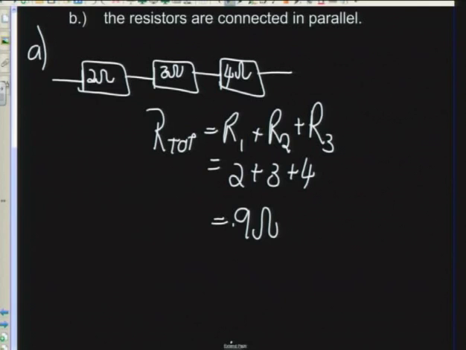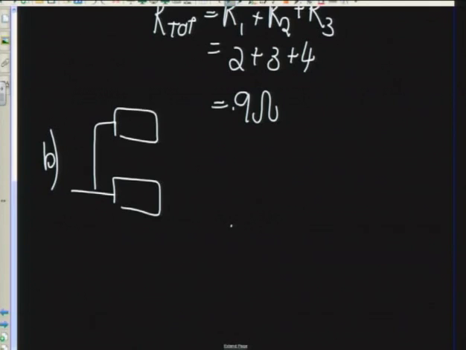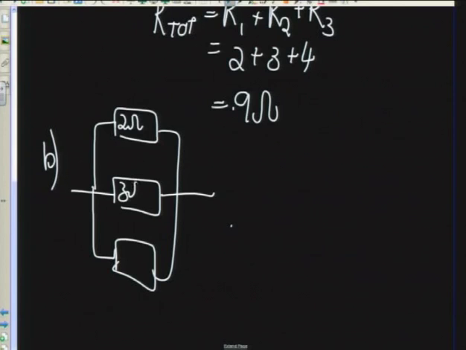Part B says we take the same 3 resistors, but now we connect them in parallel, okay? So how they actually get put in, whichever order you put your 3 in, it doesn't make a difference. So if you put the 2 at the top, the 3 at the top, whatever, it doesn't make a difference because it all gives me the same answer in the long run. So that's what it looks like.